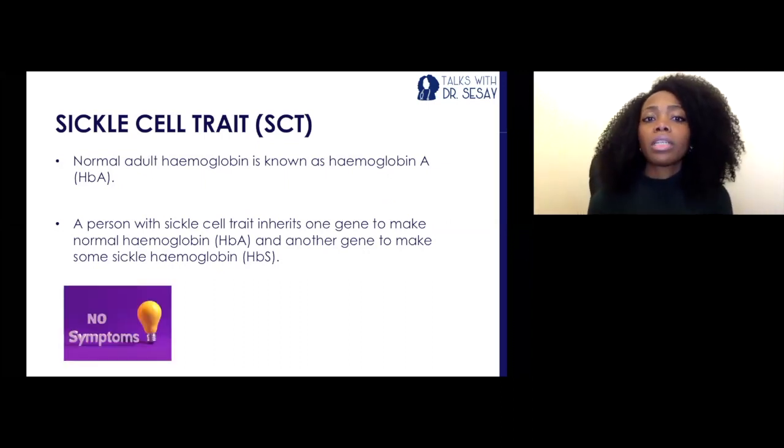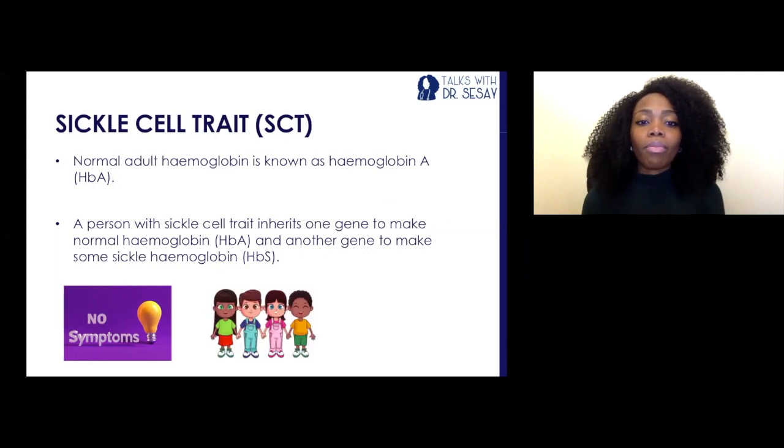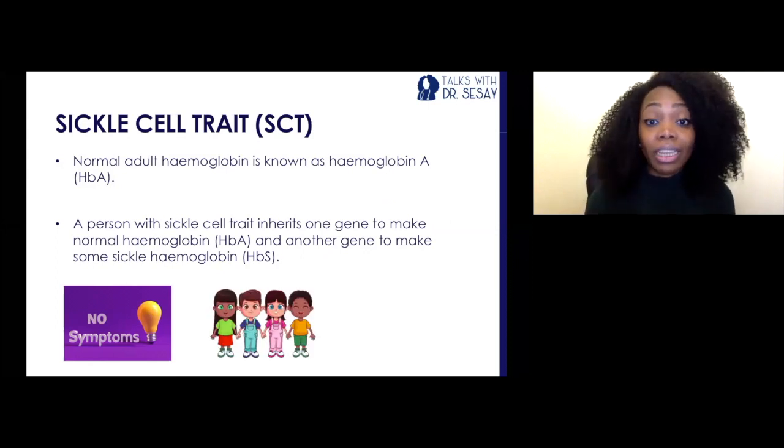Now, people with sickle cell trait, majority of the times, they don't have any symptoms at all, and they lead their lives. And often, people with sickle cell trait, if they haven't done a blood test, they're not even aware that they have it. And they pass it on to their children in that way.